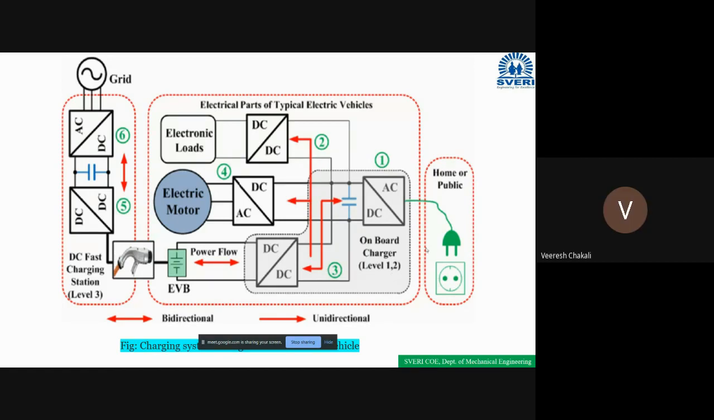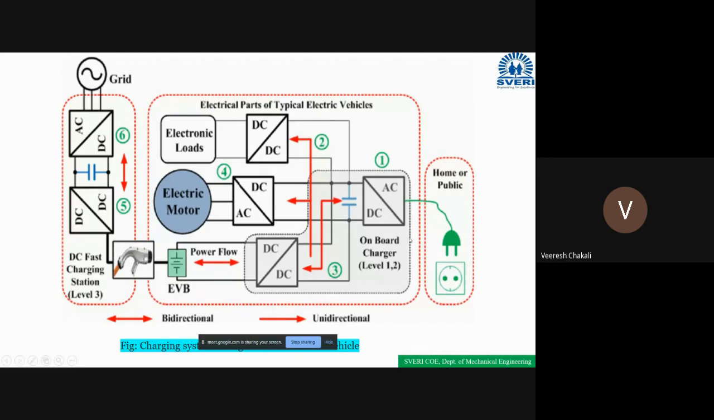This is the simple information regarding the onboard chargers. Next, offboard chargers. What is the power flow of the offboard chargers? Generally, these offboard chargers connect directly to the grid at high voltage levels. Generally, the onboard chargers work with low voltage levels, 110 or 240 volts.